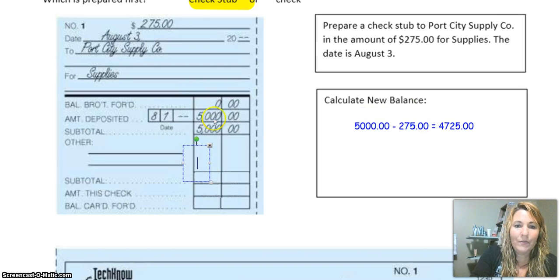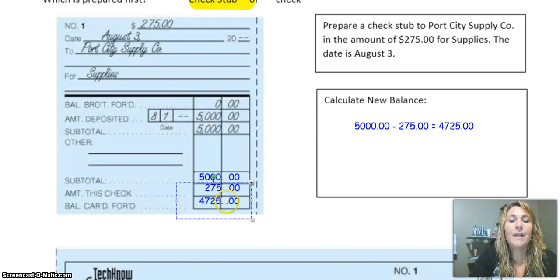So we had this subtotal. We did not have any other transactions take place that we wrote on our check stub, so our subtotal was still $5,000. The amount, oops, I put that in the wrong spot. $5,000 was our subtotal. The amount of this check was for $275. And so our balance carried forward after we do our subtraction is going to be $4,725. Okay, so that's all we have to do to fill out our check stub.